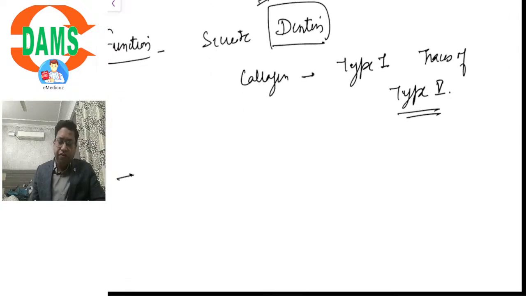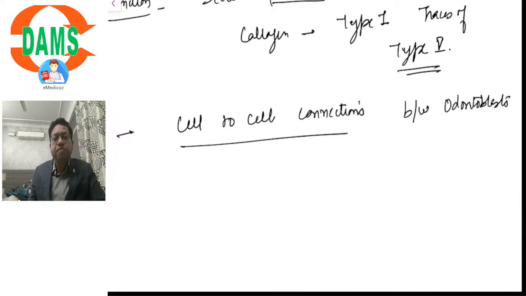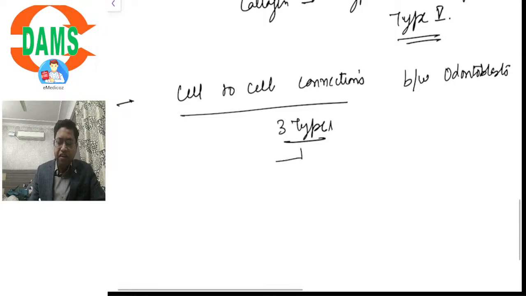If we talk about cell to cell connections between odontoblasts, then principally three types of cell to cell connections exist between the odontoblasts. What are they? They are the gap junctions.